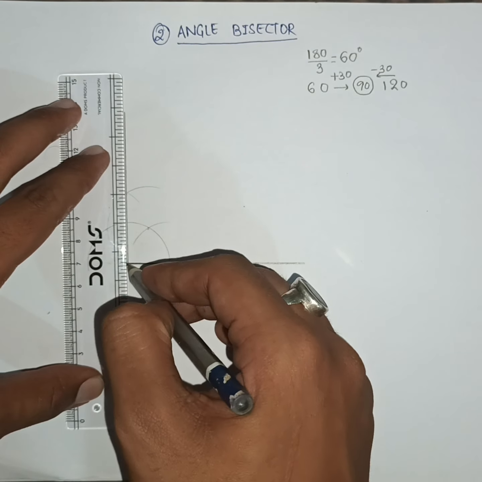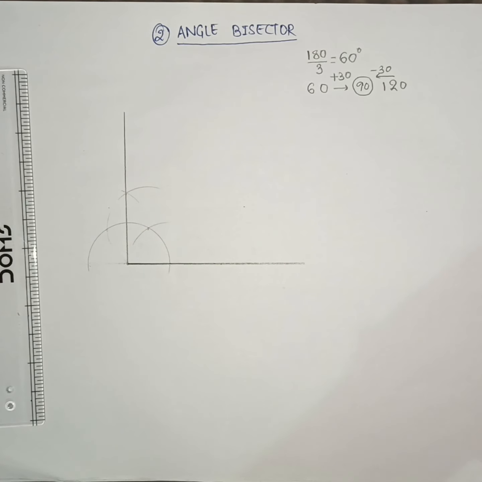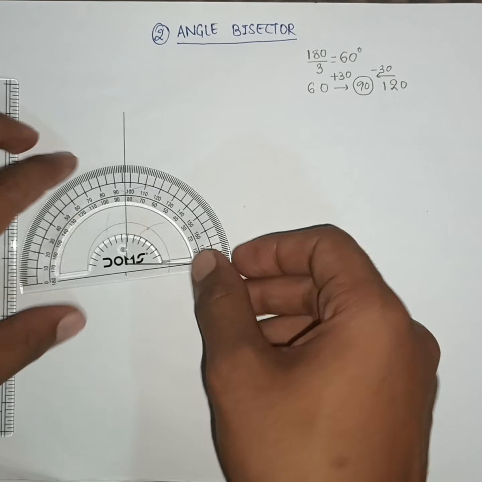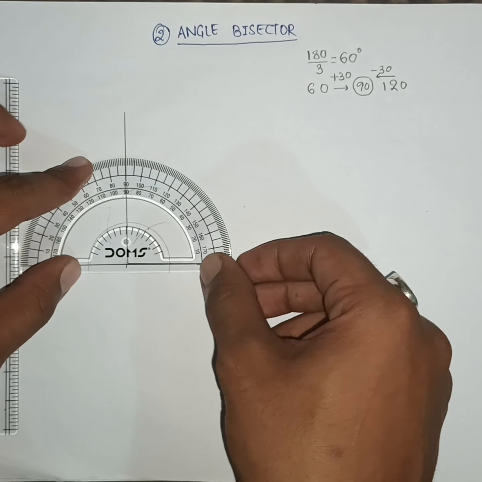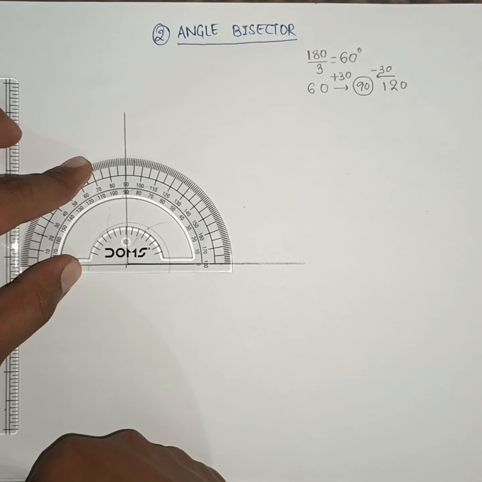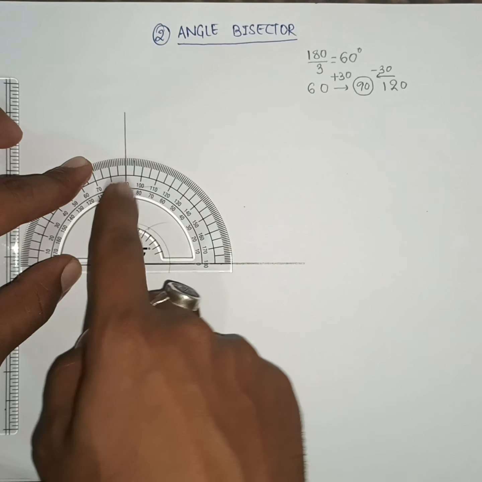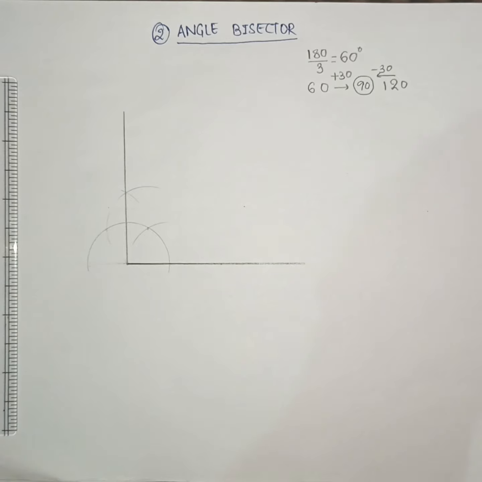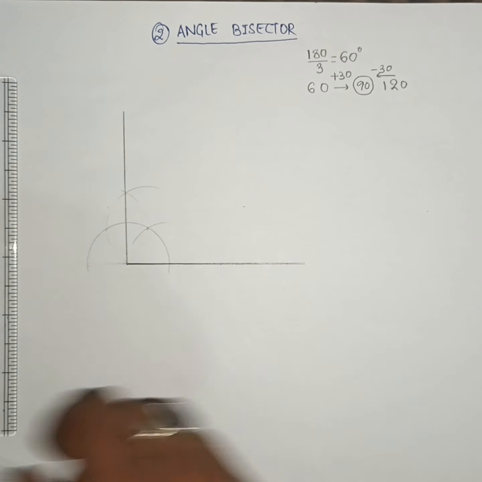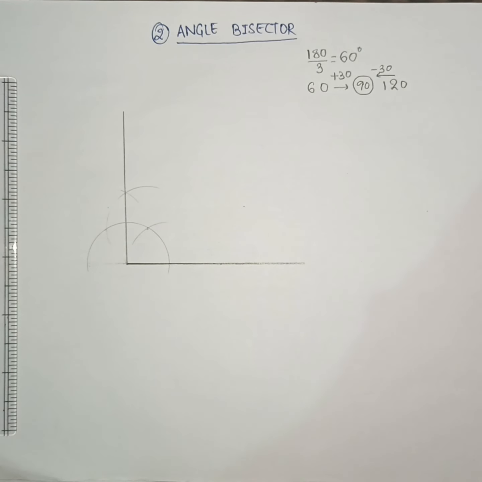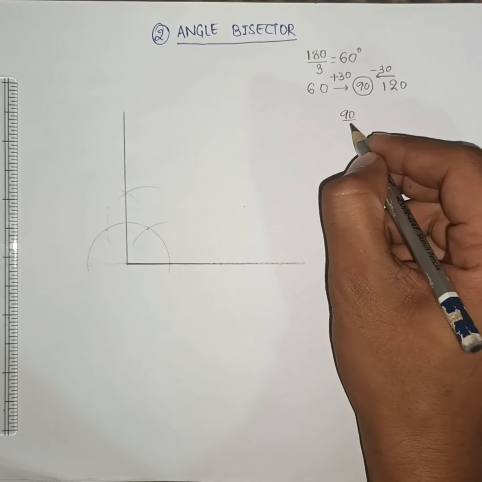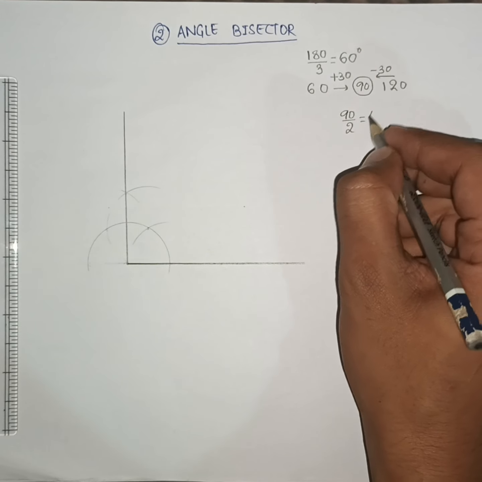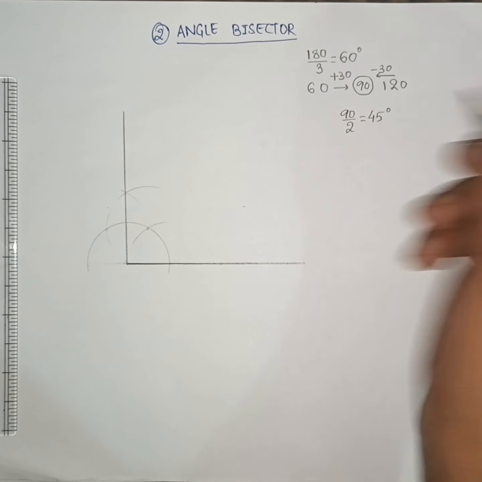When we join it, we get a straight line that is making 90 degrees with the horizontal. See, it is completely a 90 degree angle. You can clearly see it. It is a 90 degree angle from here. Okay? Now, to make an angle bisector of it. Angle bisector means if we bisect 90 degrees, bisecting means dividing it into two parts, we get each part equal to 45 degrees.